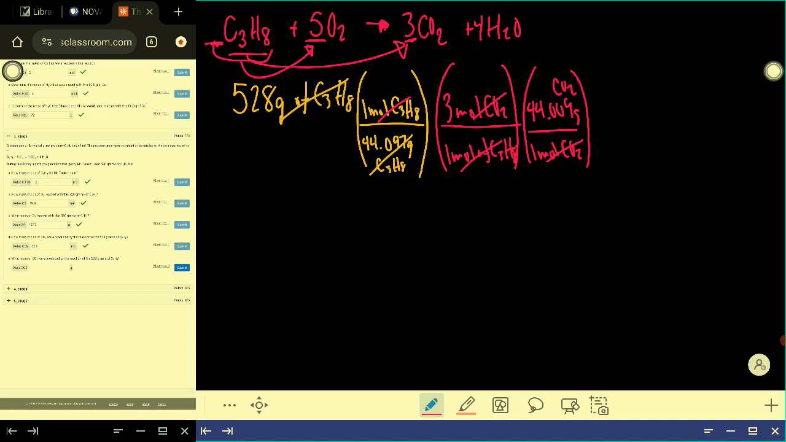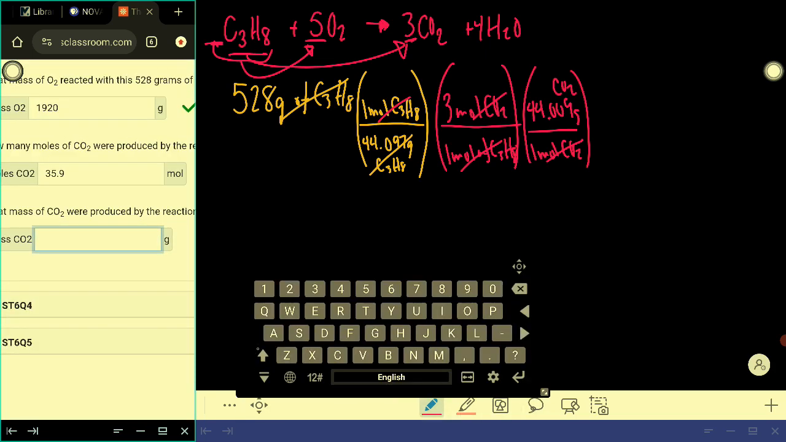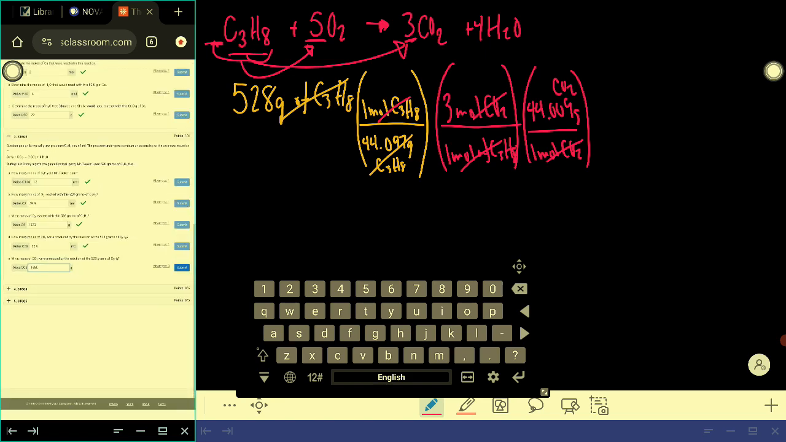All right, 528 divided by 44.097 times 3 times 44.009. And I get 1,581-ish, but with 3 sig figs, it comes to 1,580. 1,580 with 3 sig figs.